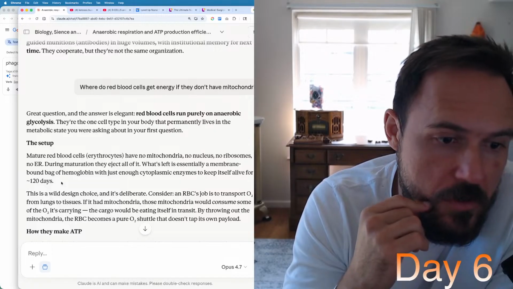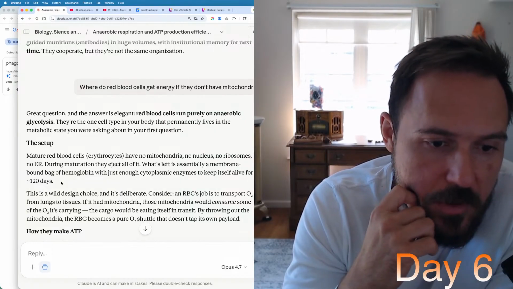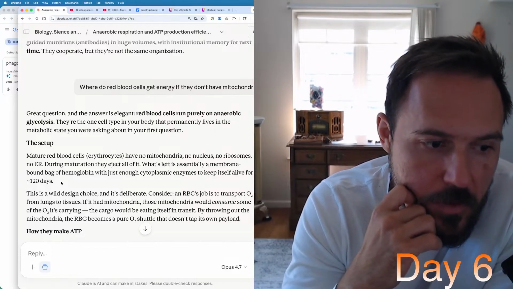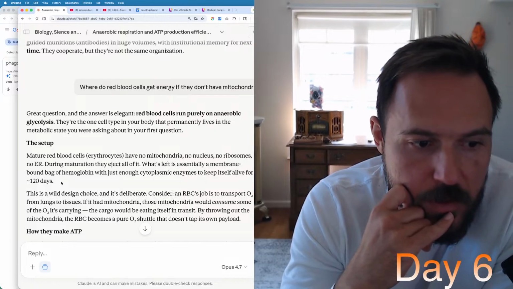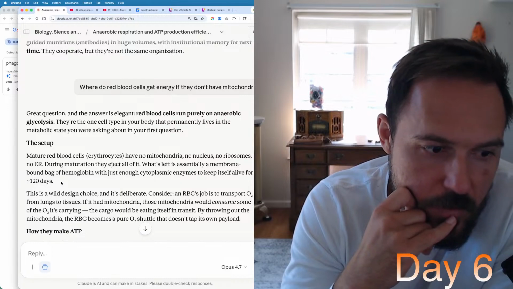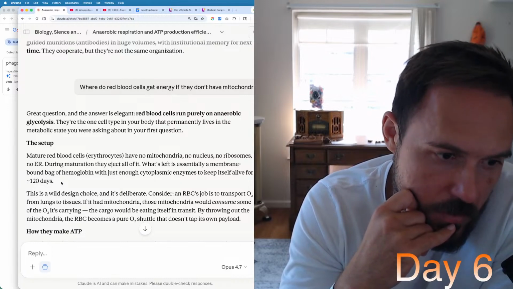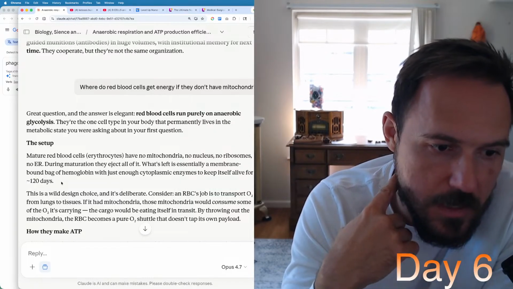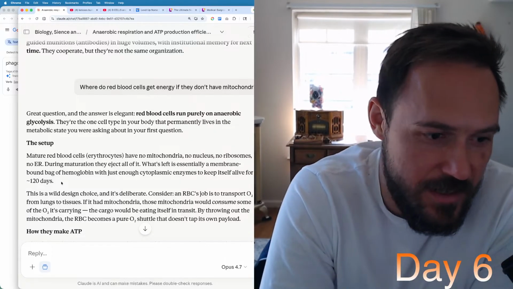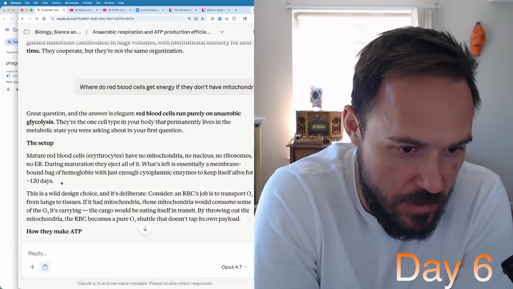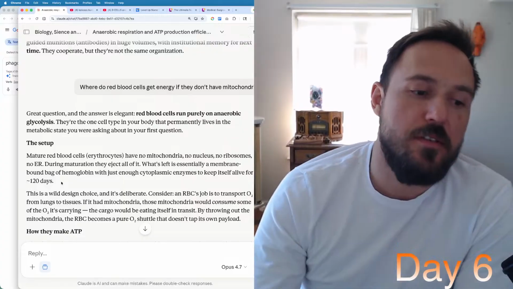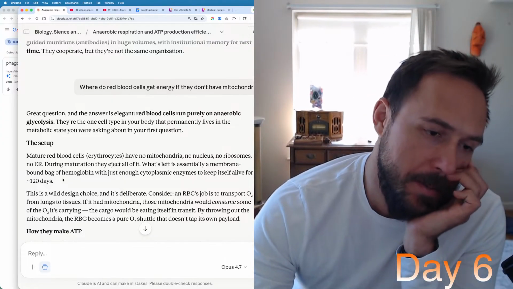This is a wild design choice indeed, and it's deliberate. Consider an RBC's job is to transport O2 from lungs to tissue. If it had mitochondria, those mitochondria would consume some of the O2 it's carrying. True. The cargo would be eating itself in transit. By throwing out the mitochondria, the RBC becomes a pure O2 shuttle that doesn't tap its own payload. Wow.